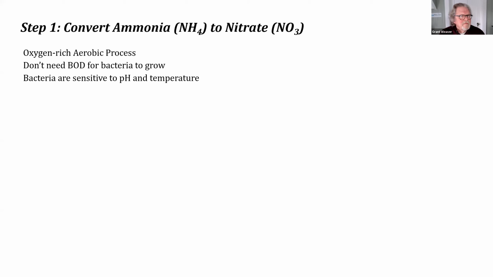The first step, however, is to convert this ammonia or ammonium to nitrate, and that happens, as my little bullets say here, in an oxygen-rich environment. Not only do they not need BOD to grow, a very good process control tool is if you're removing ammonia in your aeration basin, so it's down to 1 milligram per liter or less, you can bank on the fact that your soluble BOD is very low. Because the bacteria that consume the BOD are going to outcompete the ammonia removing bacteria, and they'll be the first to grow and multiply.